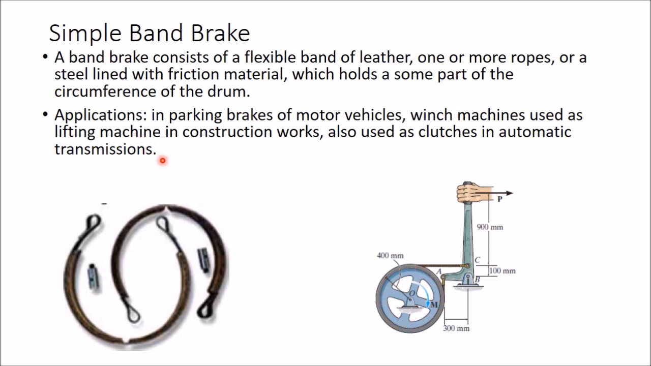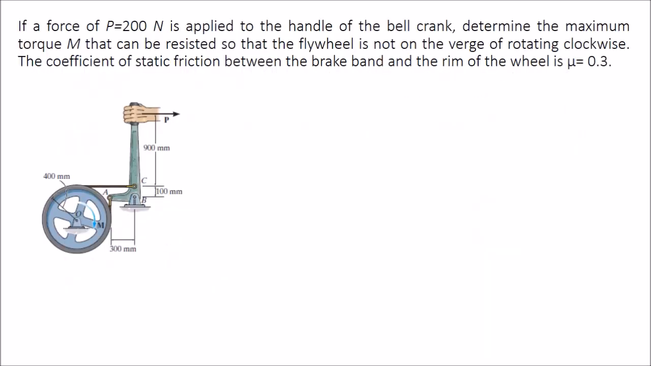Its application is found in parking brakes of motor vehicles, winch machines used as lifting machines in construction works, and it is also used in clutches in automatic transmissions. Analysis of a band brake can be explained by taking one example.